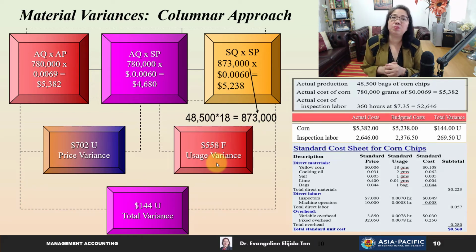But if it is because we are using less corn and therefore the quantity of corn per bag is a lot less, it is likely that our customers might complain, because you are promising them this amount of corn chips and you are giving them a lot less. All right. So in this case, it might be worth further investigation if the usage variance, despite being favorable, becomes recurring. All right, so this is the columnar or tabular method of calculating variances.